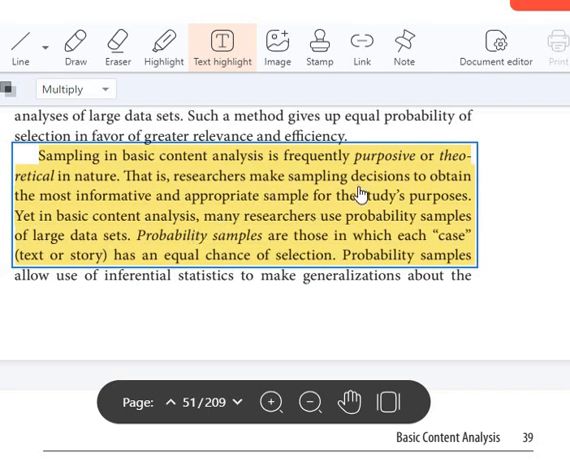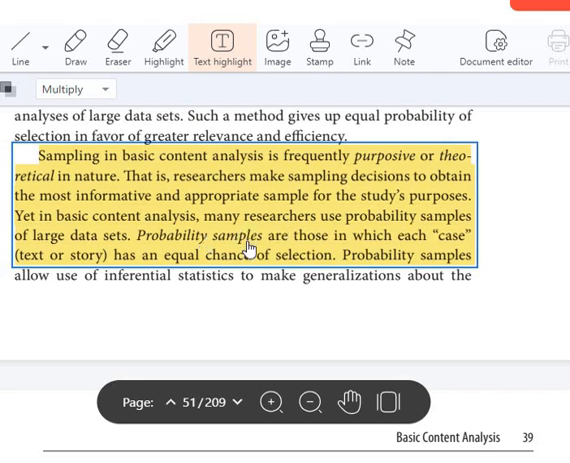So researchers make sampling decisions to obtain the most informative and appropriate sample for the study's purposes. Yet here in basic content analysis, many researchers use probability samples of large data sets. What do you mean by probability? In which each case, text or story has an equal chance of selection. I have studied this in statistics, as you might also be studying it currently maybe.